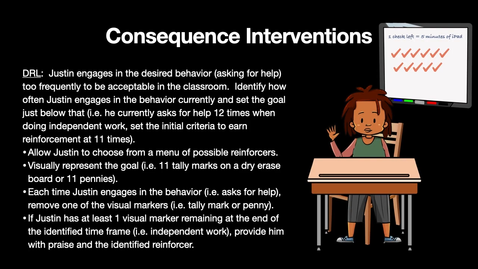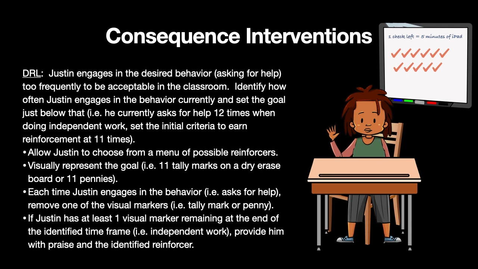Here's an example of instructions for implementing differential reinforcement of lower rates of behavior. As with other interventions, make sure the examples are specific to your learner and what the interventionist is likely to encounter. DRL: Justin engages in the desired behavior, asking for help, too frequently to be acceptable in the classroom. Identify how often Justin engages in the behavior currently and set the goal just below that.